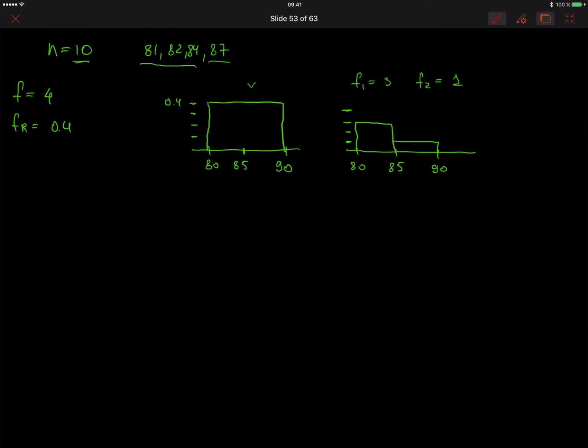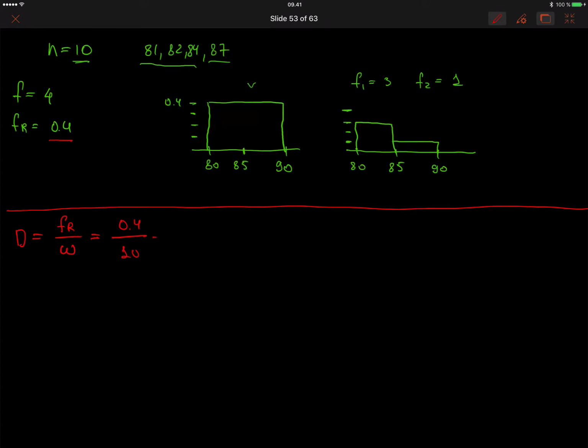If we want to use the density distribution, we have to calculate the height of the bar as density. Let's take the first case. The density is the relative frequency divided by the width of the bin. In our case, the relative frequency for the first case is 0.4, and the width of the bin is 10 kilograms. So that will be our density, 0.04.